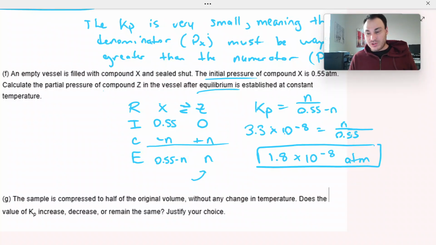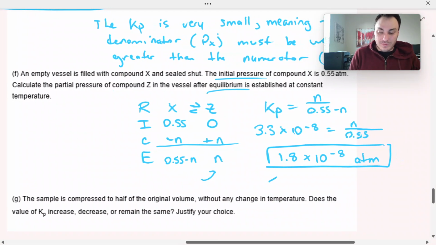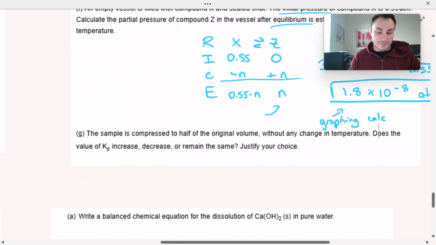So it's a good assumption to make because that's such a small K, to say that the starting pressure is going to be equal to the final pressure because it doesn't really progress. But I like to use the graphing calculator. And you know what? Let's just leave a little message to the AP grader saying that that's how I found this answer using my graphing calculator.